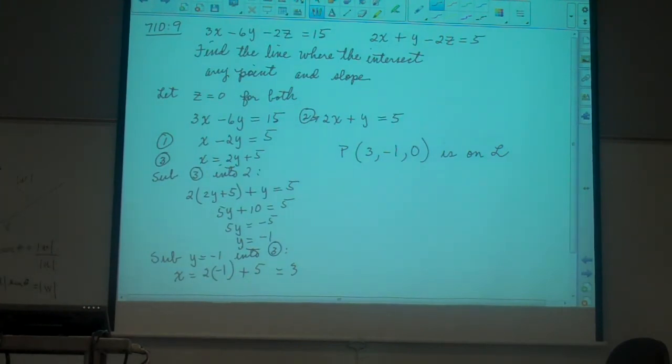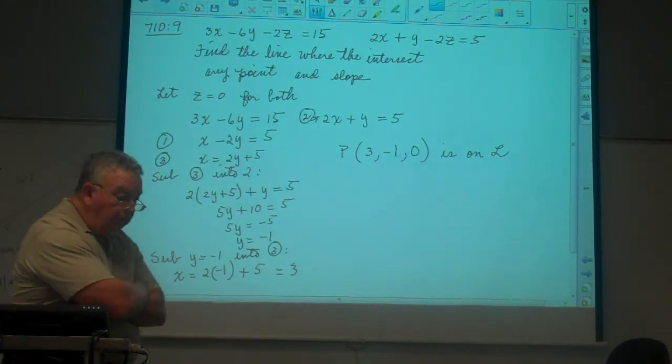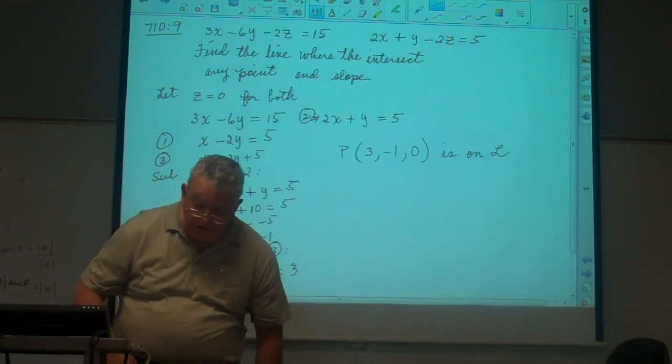Now I need the slope of L. Anybody want to help me with the slope of L? Delta y over delta x, keeping it z 0, right? I hope I get this on there. Oh, I do, 710.